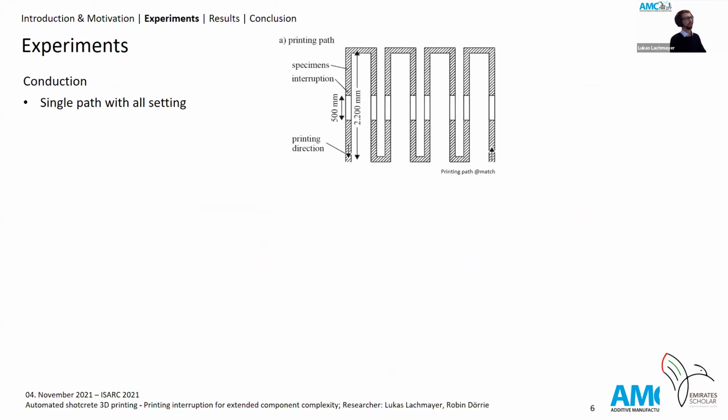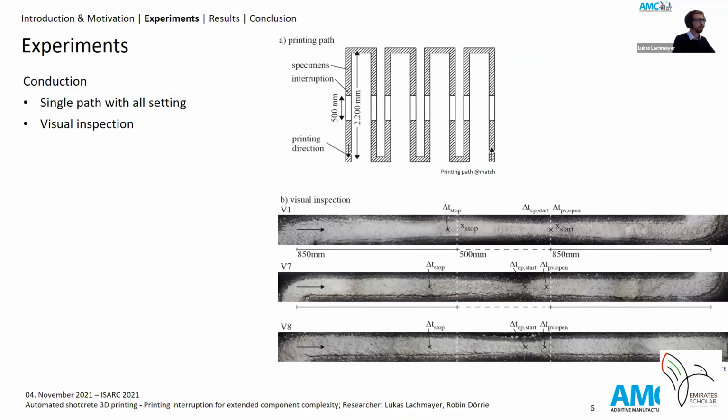And then, yeah, we have here the scheme of the printing path that we used. So we combined all our experiments into one single path to ensure the same material quality. And then we performed a visual inspection, and we can see here that from experiment 1 to experiment 7, we have a clear difference of the amount of applied material within the gap. So the gap is marked by the white dotted lines. And yeah, for experiment 7, we already by visual inspection can see that there is less material within the gap.